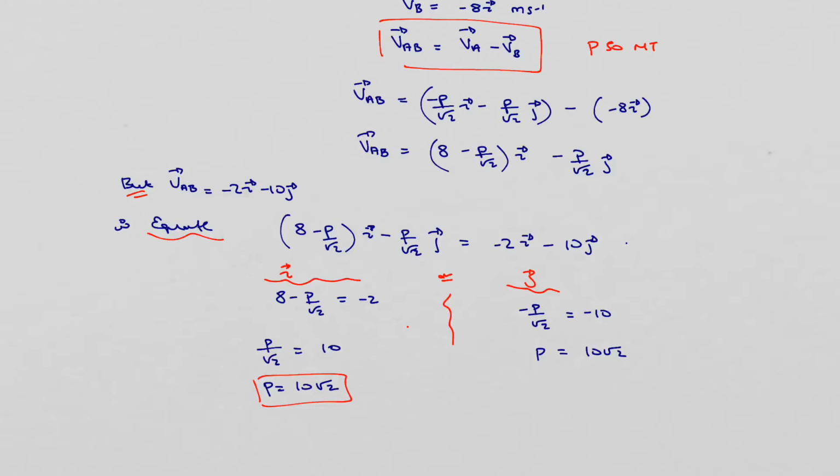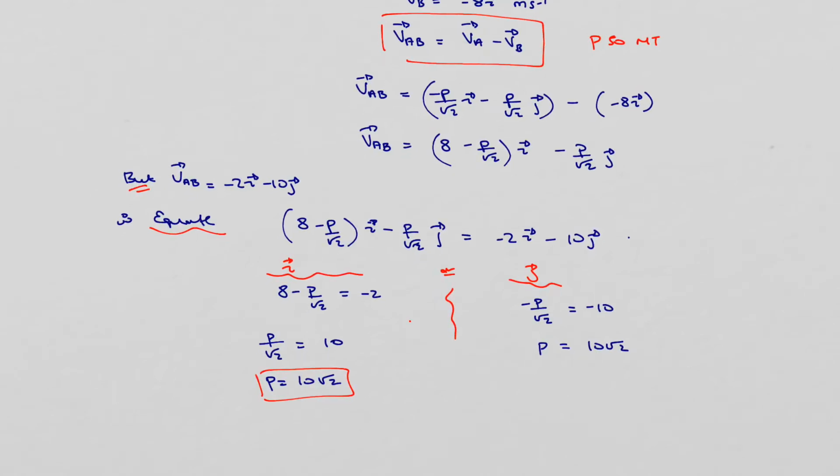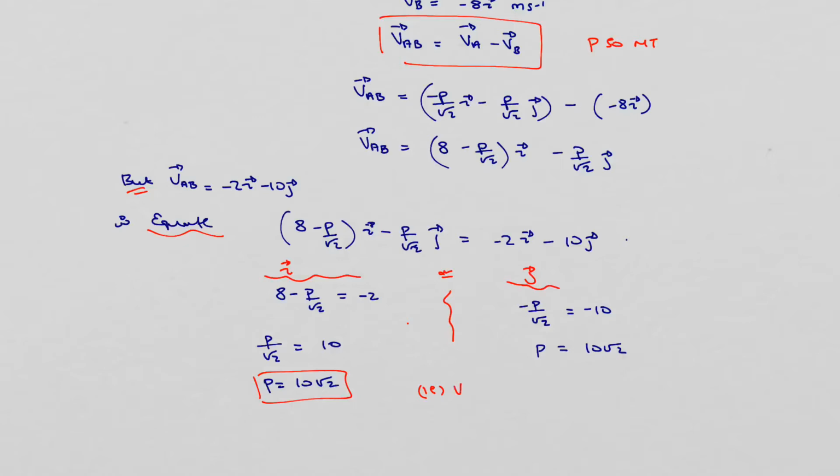I can therefore say the velocity of A is going to be minus 10 root 2 over root 2, which is just minus 10i. And then I have minus 10 root 2 over root 2, which is actually minus 10j.